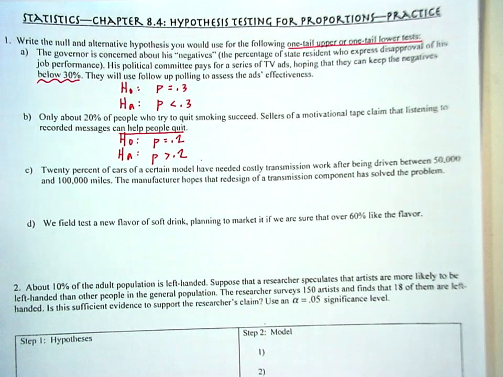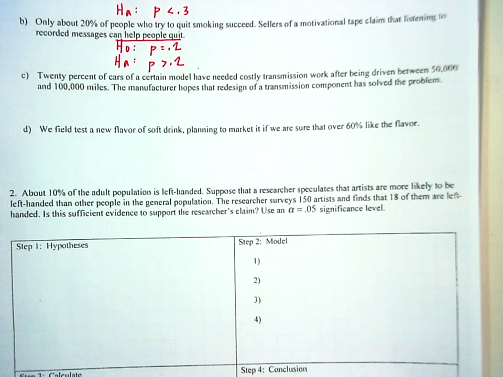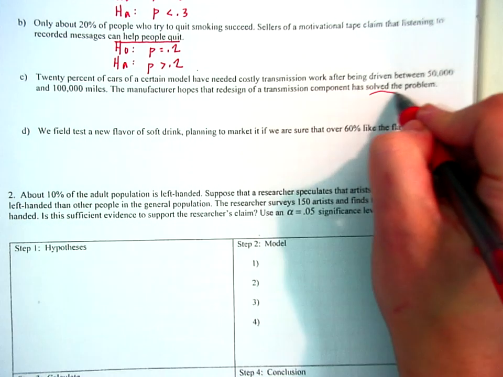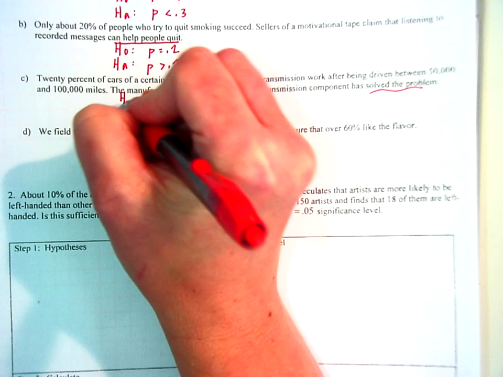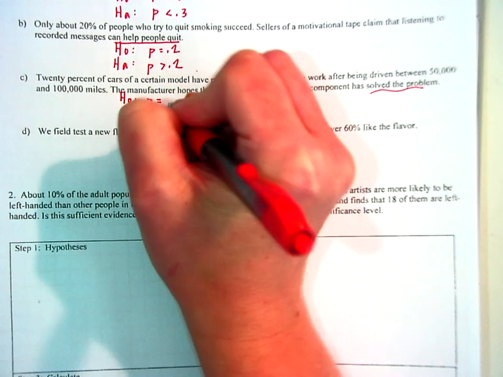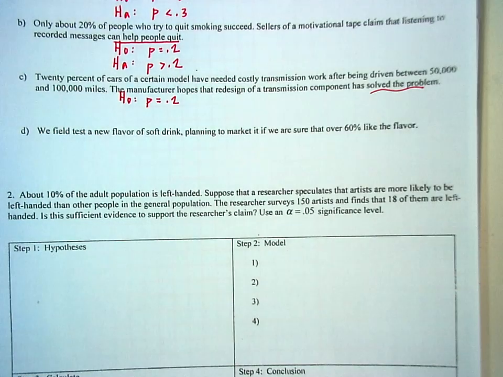All right, C. On to C. Here we go. 20% of cars of a certain model have needed costly transmission work after being driven between 50,000 and 100,000 miles. The manufacturer hopes that a redesign of a transmission component has solved the problem. Okay, so my null hypothesis, right, business as usual, 20%. Right, so 20% of cars need costly transmission work. That is our null hypothesis.